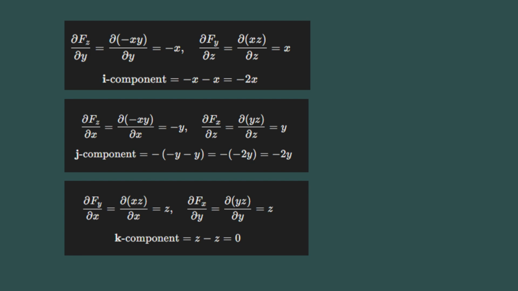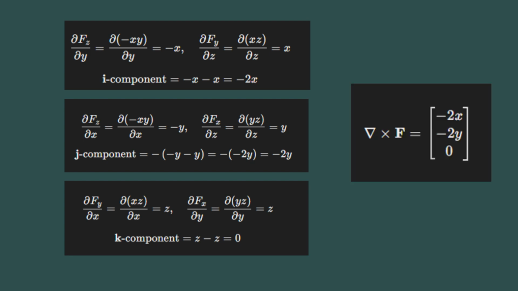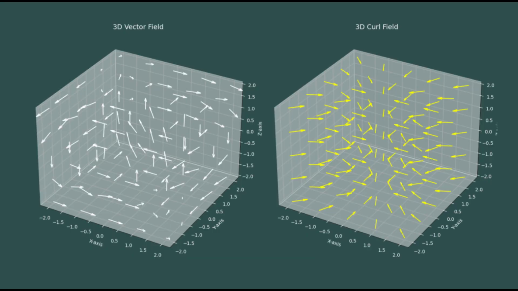When we combine all three components, the curl of this field is negative 2 times x in the i direction, negative 2 times y in the j direction, and 0 in the k direction. This gives us a vector field for the curl that varies across space, with different magnitudes and directions depending on the values of x and y. This calculation highlights how curl in 3D works and reveals the rotational tendencies of this vector field. In this case, the field exhibits rotation in the x and y directions, with no rotation in the z direction.